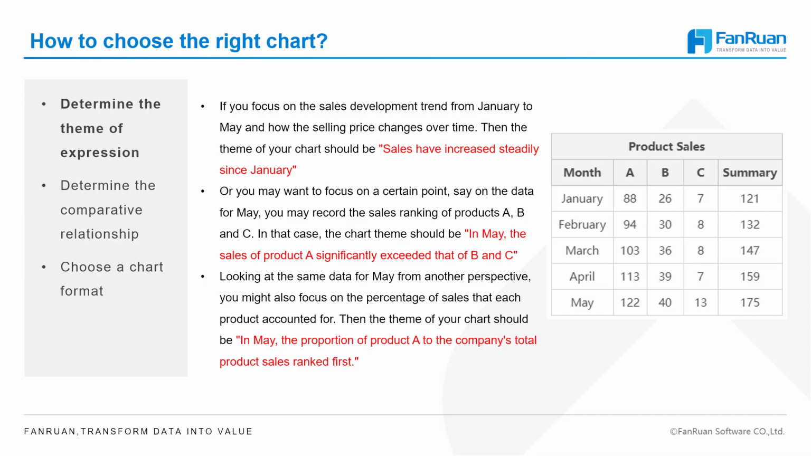Or you may want to focus on a certain point, say the data for May. You may record the sales ranking of products A, B, and C. In that case, the chart theme should be in May, the sales of product A significantly exceeded that of B and C. Looking at the same data for May from another perspective, you might also focus on the percentage of sales that each product accounted for. Then the theme of your chart should be in May, the proportion of product A to the company's total product sales ranked first.